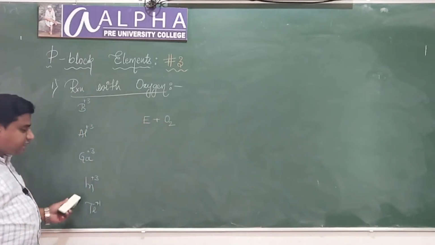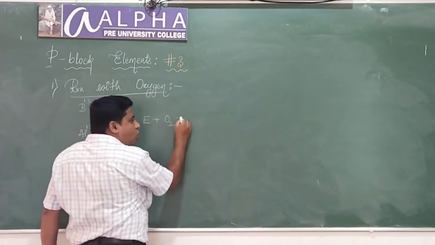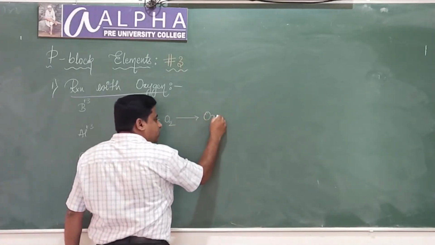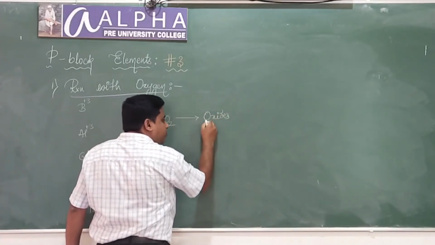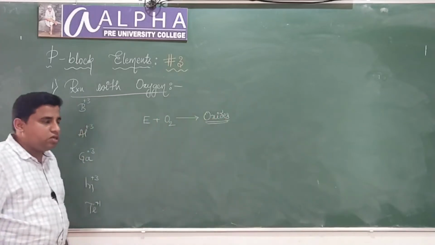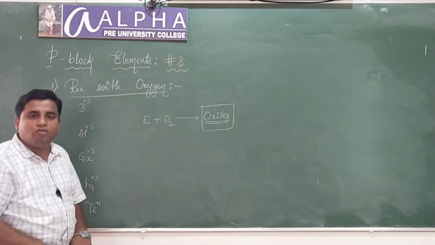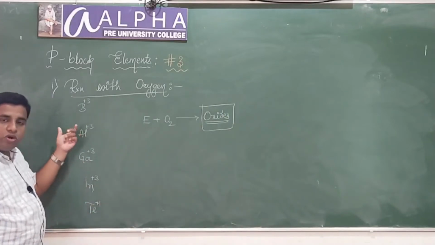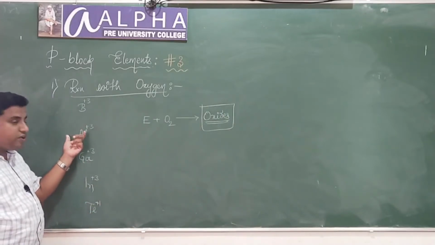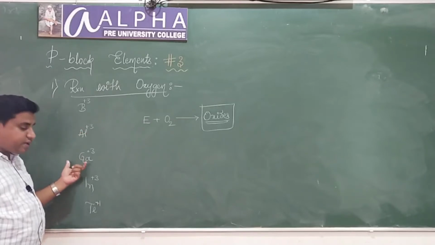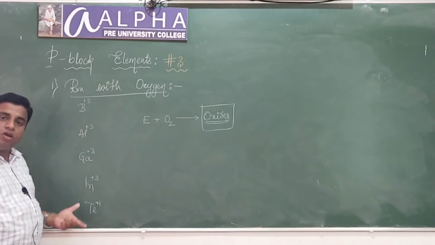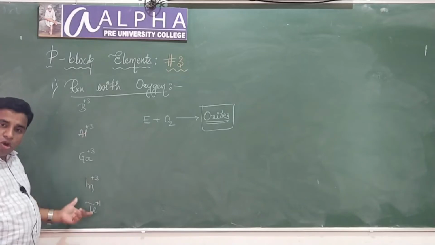When these elements react with oxygen, they form oxides. They form what? Oxides. Then what is the formula of these oxides? What is the formula of oxides formed by boron? What is the formula of oxide of aluminium? What is the formula of oxide of gallium, indium and thallium? So shall we write the formula of oxides?